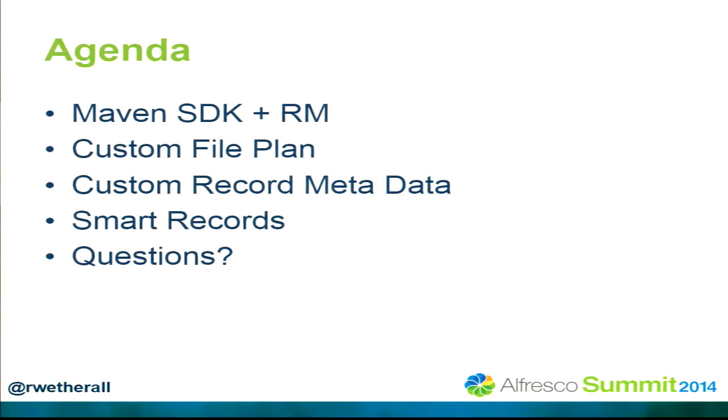So here's the rough agenda. First off, we're going to have a quick look at the Maven SDK. How many people here are familiar with the Maven SDK? Hopefully a few of you. Good, that's excellent. And then we're going to do three very simple things. First off, we're going to build a custom file plan type around a compliance example. Then we're going to add some custom record metadata, and then finally we're going to add some behavior so that that record metadata is a bit smarter. And hopefully we'll have some time for questions.